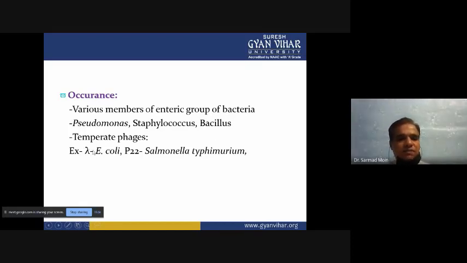Now many bacteriophages have their own host. See here, lambda bacteriophage has E. coli as its host. P22 bacteriophage has Salmonella typhimurium as its host. They are specific types of hosts, and a specific bacteriophage requires a specific host. They do not infect all types of bacteria. Specific bacteriophages infect specific bacteria only.